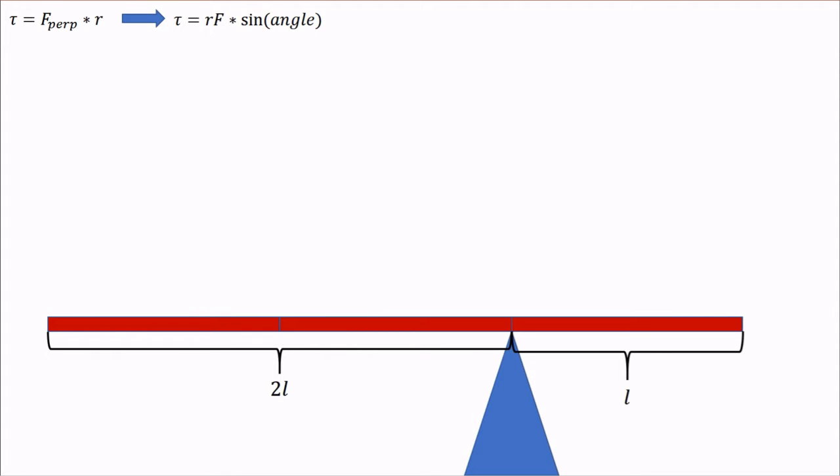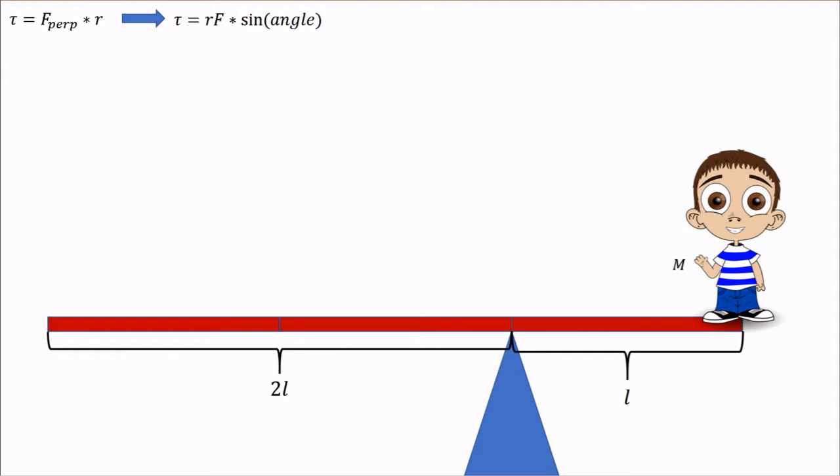Imagine we have a seesaw, but one side of the seesaw is twice as long as the other. On one end sits a kid who has a mass of big M. What size mass would you need to place on the other end in order to balance the child? Balancing means that, assuming the seesaw is sitting still, how can you ensure that it continues to do so?